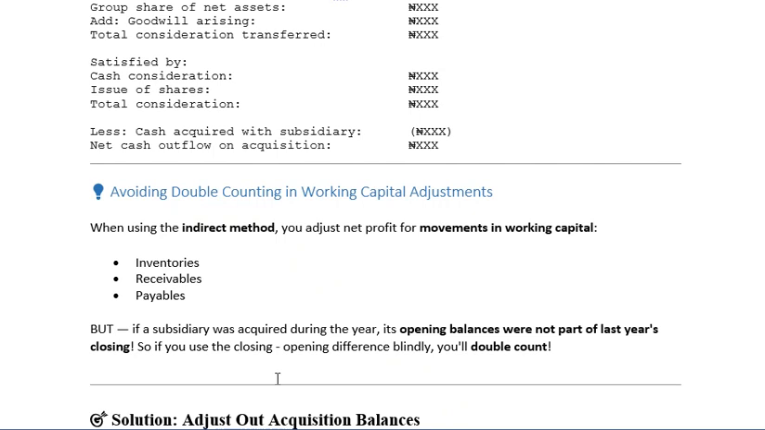What are we saying? Don't forget, when you are doing your movement of working capital, you look at your closing balance. Let's say my debtors at the beginning of the year was 5 million. My debtors at the end of the year was 3 million. That means my debtors have reduced. And what does a reduction in debtors mean?